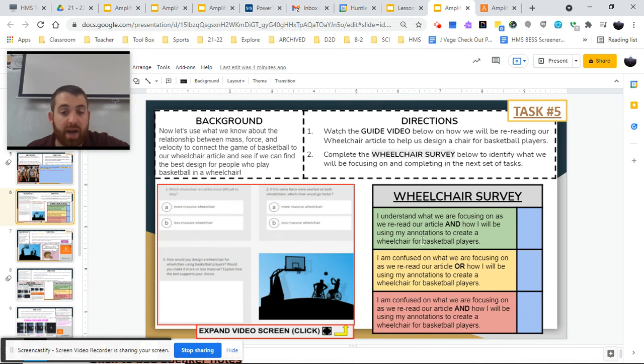Thinking about what we're focusing on and how you're going to use your annotations. Go ahead and put your X where you feel you fall and reach out if you need help. Good luck.